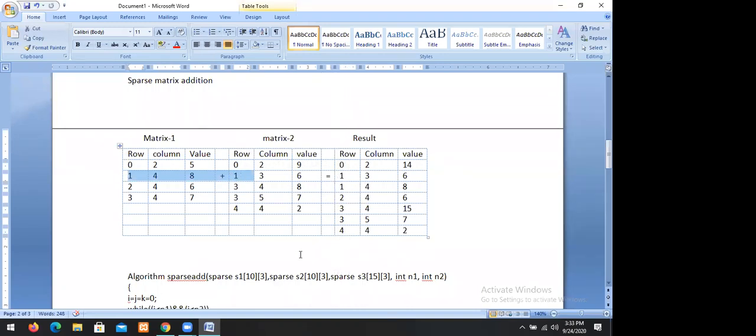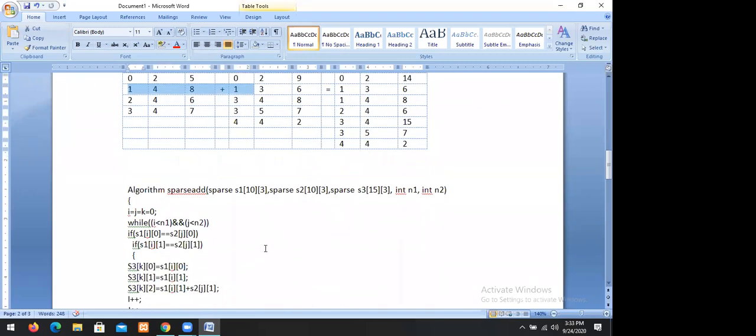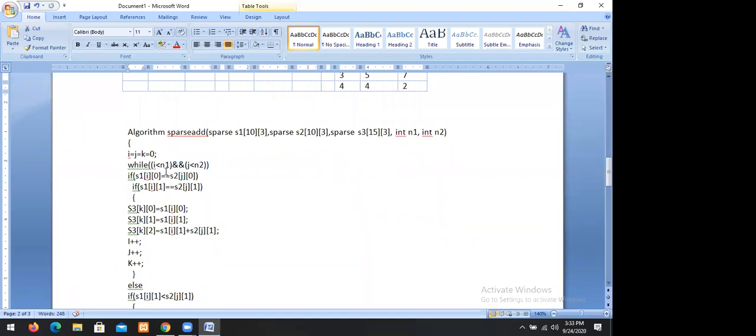So this is the process we are applying to perform addition of two sparse matrices. So this is the algorithm. Let us assume that there are three sparse matrices S1, S2, and S3. S1 has 10 rows and 3 columns. There may be any number of rows, however, it has a maximum of 3 columns.